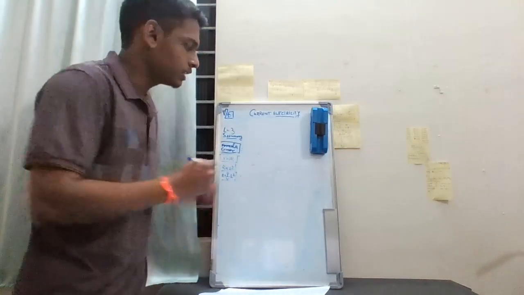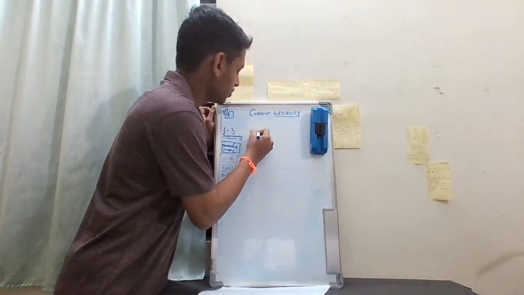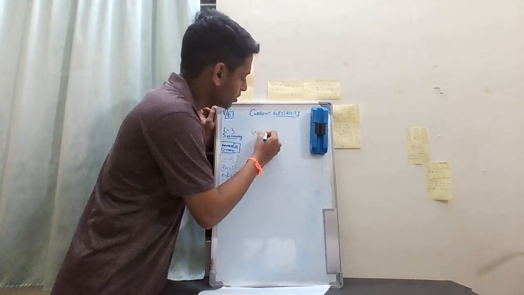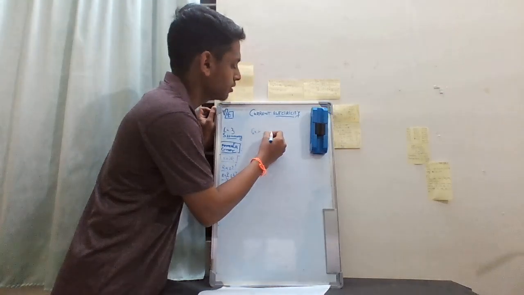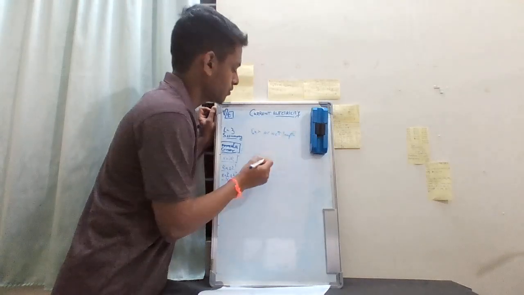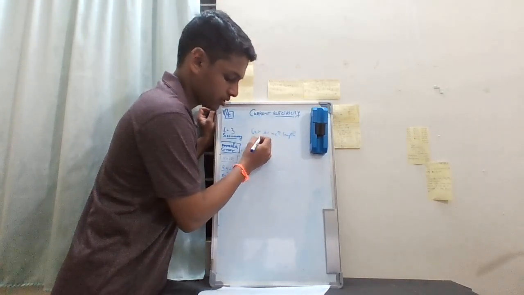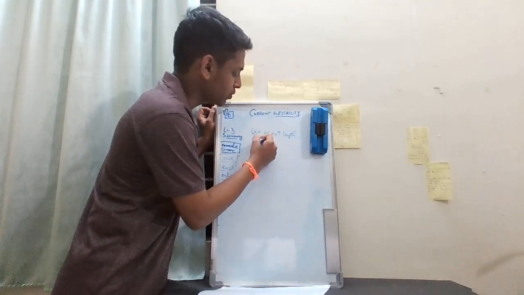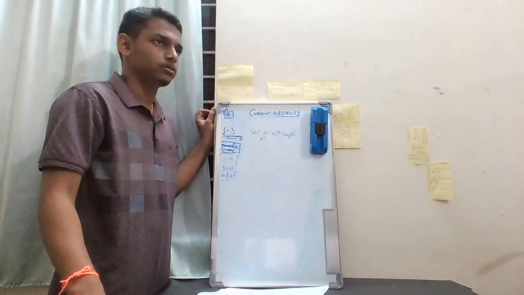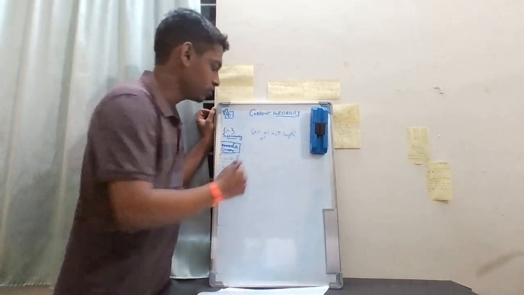Now let's take an example. We are given that there is a 30% increase in length. Now we have to find the change in its resistance, or we just have to find the new resistance. And we also need to find the fractional change and also the percentage change.